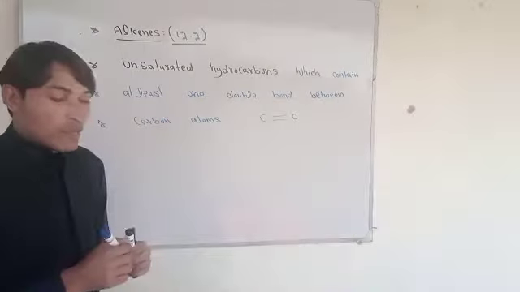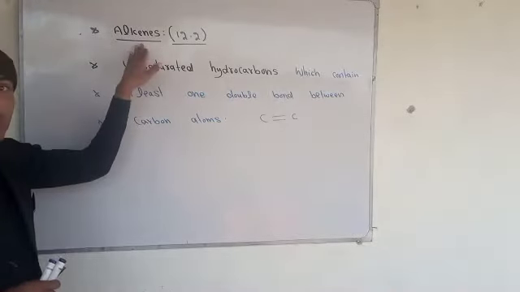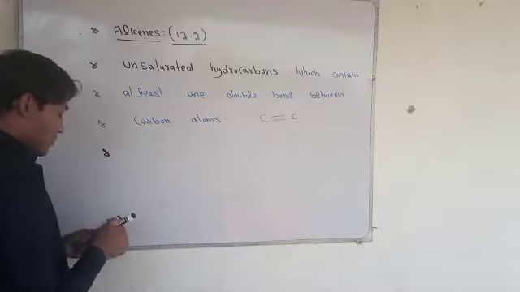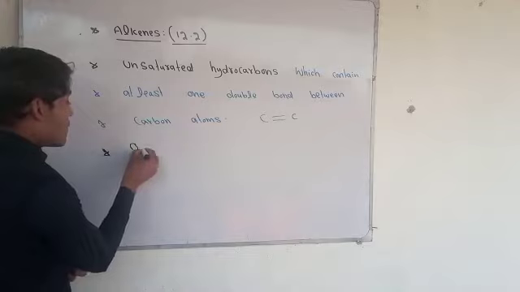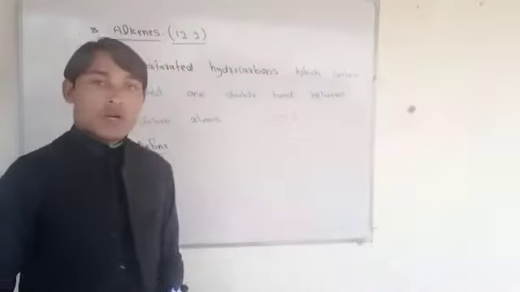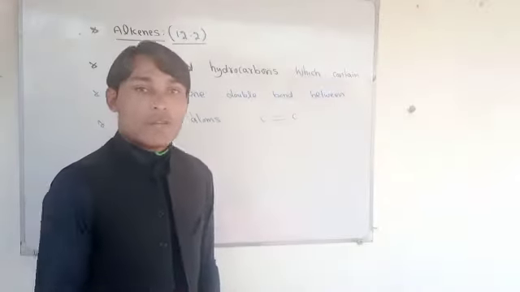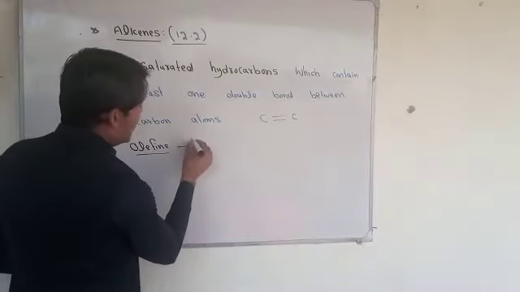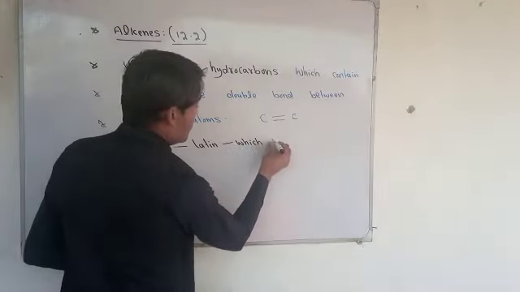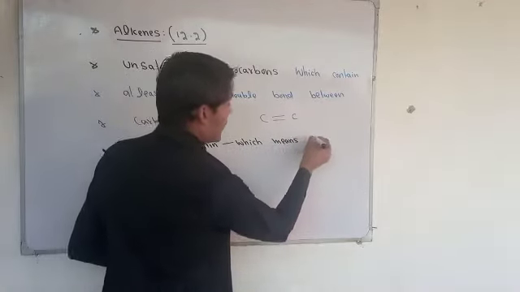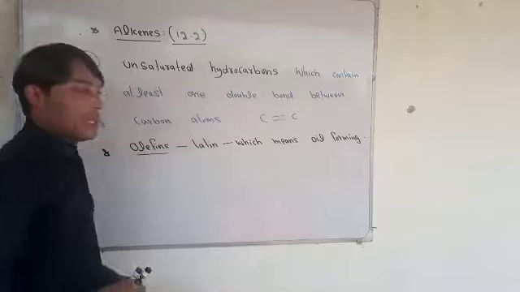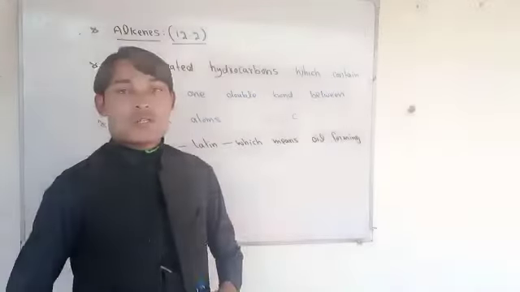And if we talk further, alkenes are called olefins. The second property of alkene is that alkenes are called olefins. What does olefin mean? Olefin is taken from a Latin word which means oil forming. Especially when alkenes react with halogens, they form oils.